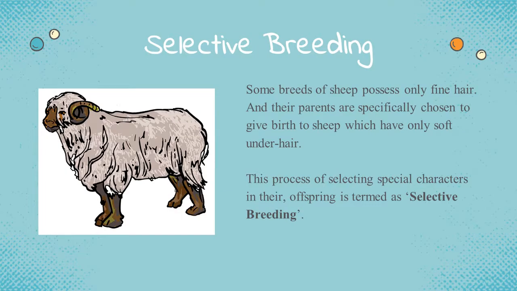Selective breeding. Some breeds of sheep possess only fine hair, and their parents are specifically chosen to give birth to sheep which have only soft underhair. This process of selecting special characteristics in their offspring is termed as selective breeding.